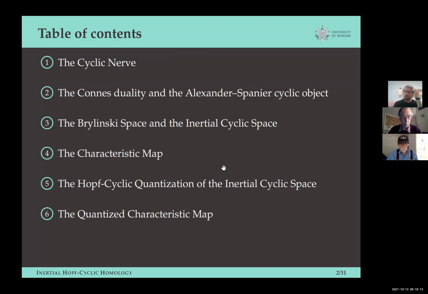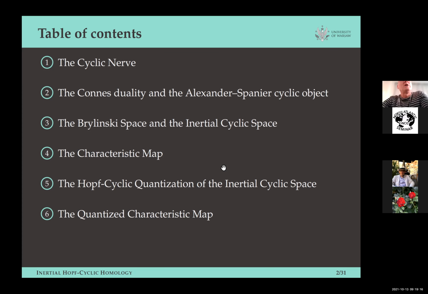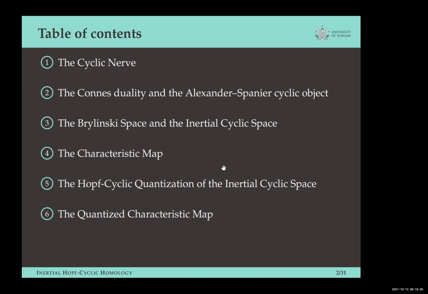So first, I would like to introduce the categorical notion of the cyclic nerve. Next, I would like to say some words about Kohn's duality and the Alexander-Spanier cyclic object. Then I will introduce some space, which is related to the phenomenon of inertia, and show the construction of something which is called the inertial cyclic space. Having this, I will formulate some relationship between usual cyclic homology and this cyclic homology coming from the context of non-free actions in terms of some characteristic map.